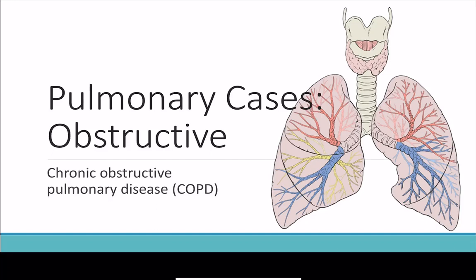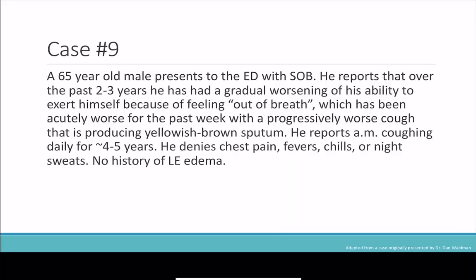Everybody, we are going to start Unit 2 with obstructive cases. So in general, as a reminder, obstructive pulmonary cases are an umbrella term for the type of lung disease that makes it difficult to get air out of your lungs. Let's look at our first case.